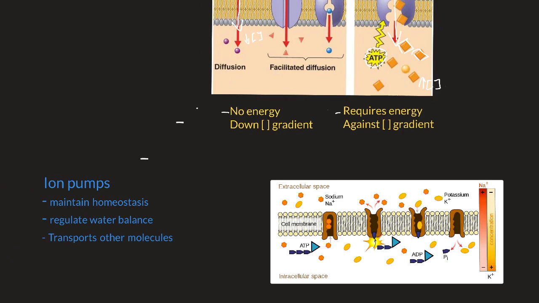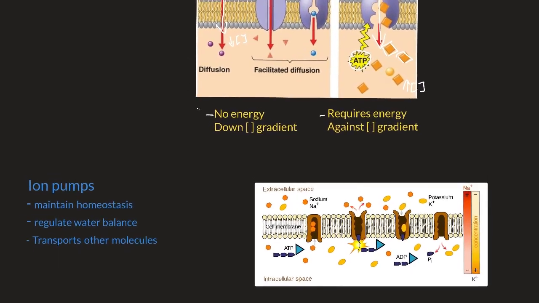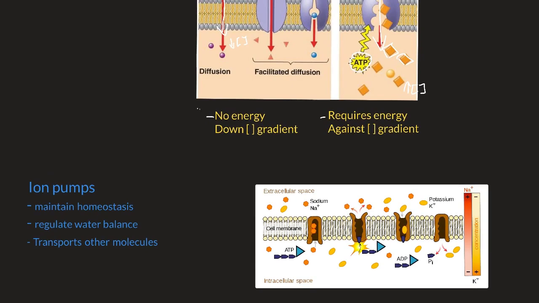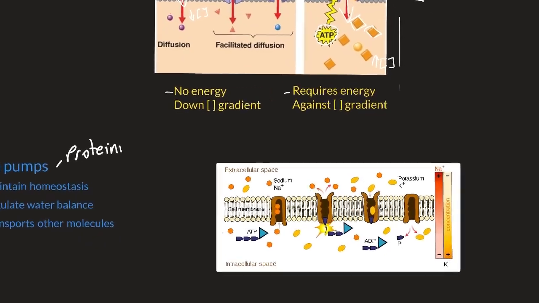One of the mechanisms is by using something called an ion pump. The ion pump is actually made of a protein, so sometimes it might be called a protein pump. So this thing that you see here is a protein, and it's an integral protein because it's embedded in the membrane and goes all the way through the membrane. So it's a protein and it acts like a pump.